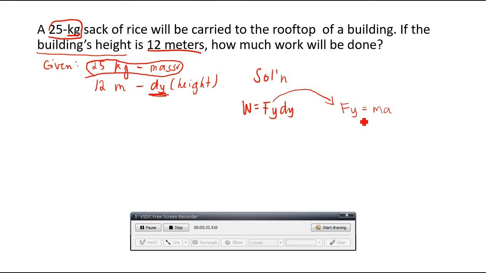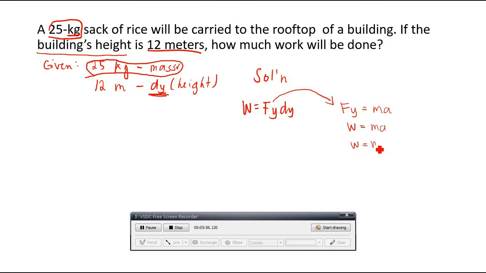Why are we going to use this formula? Because you have your dy, which indicates your direction. But our problem here is we have the mass, which is not a force, but we need the force. So we first solve for the force using the mass. If we recall the formula of the force, that will be F is equal to m times a, or in here we can say Fy is equal to mass times acceleration.